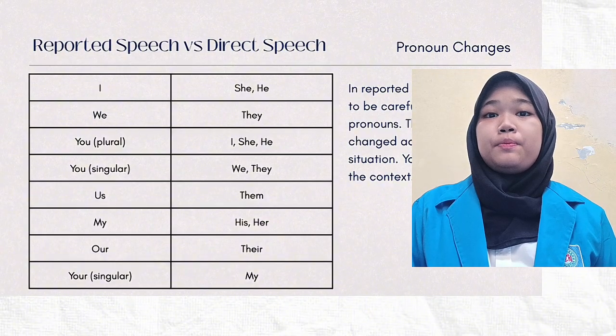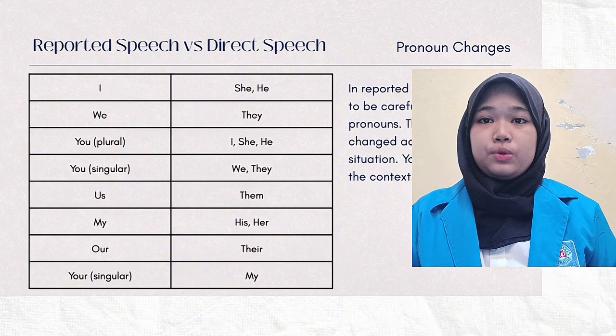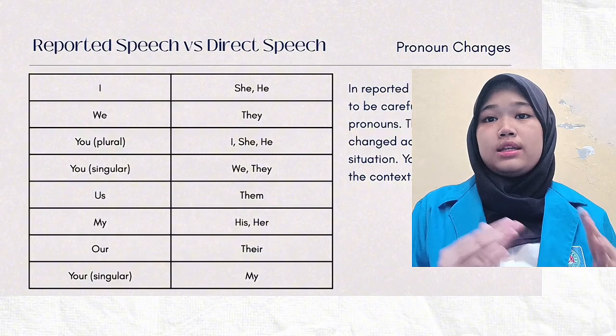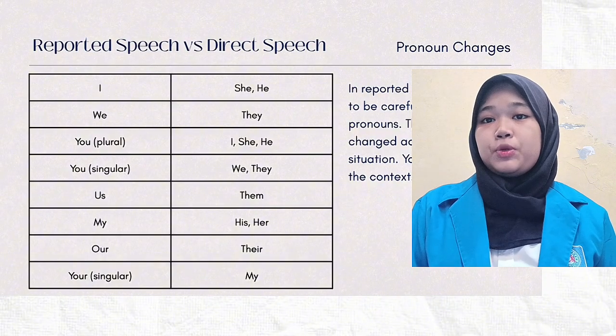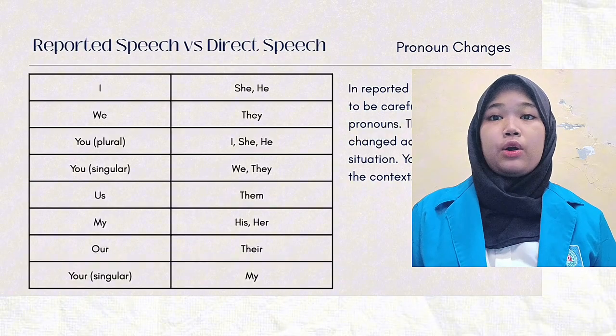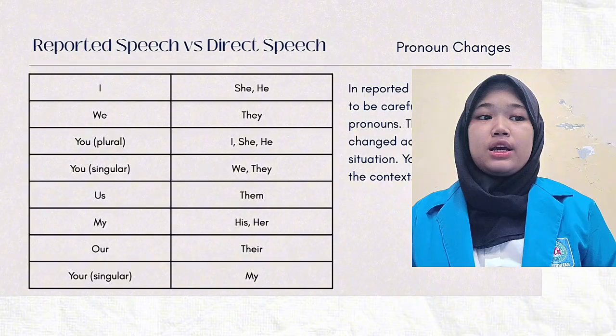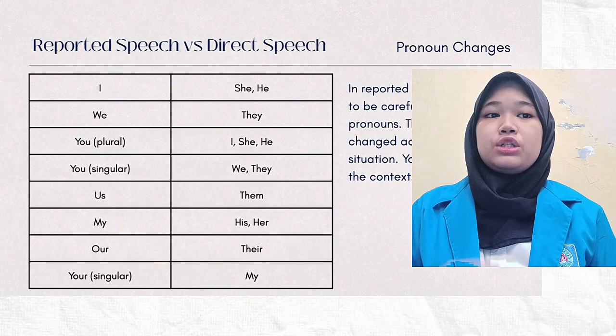You, the plural, we change to I, she, or he. And you, singular, we change to we or they. Us, we change to them. My changes to his or her. Our changes to their. Your changes to mine.